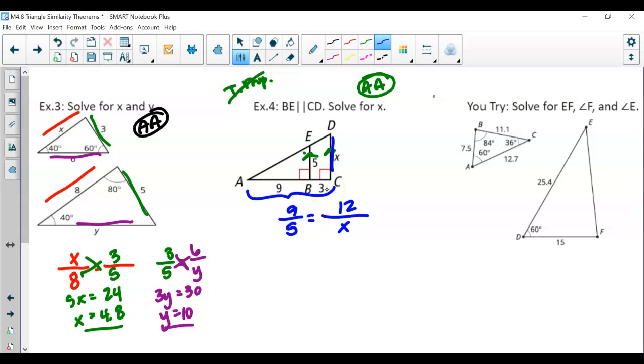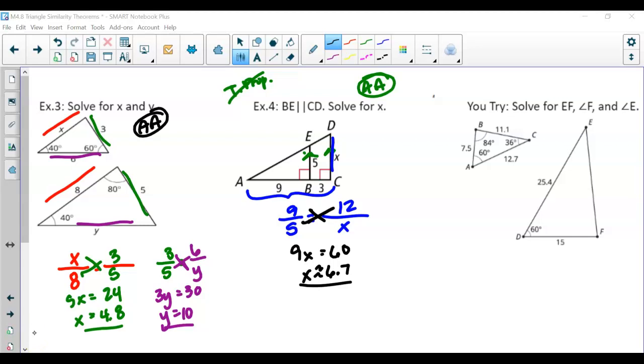Now we can go through and cross multiply. So now I've got 9 times x, which is 9x, which is equal to 12 times 5 here, which is 60. So now here, when you divide 60 by 9, you get x is approximately 6.6 repeating, so we can round that to 6.7. So go ahead and pause the video now and try the U-try on your own.